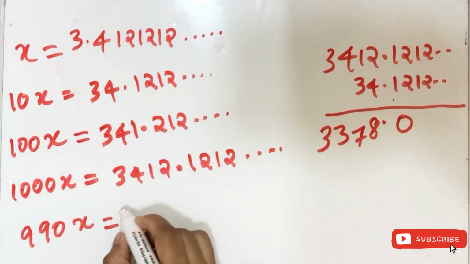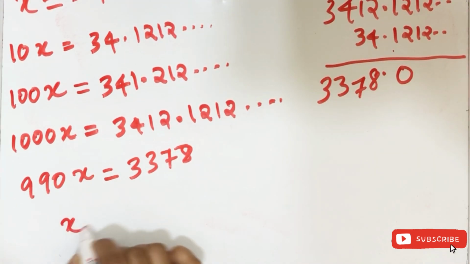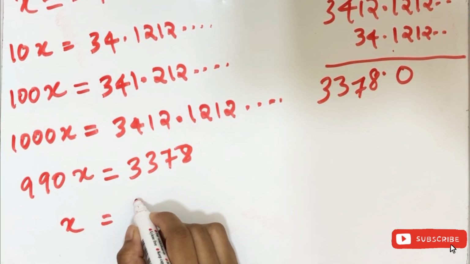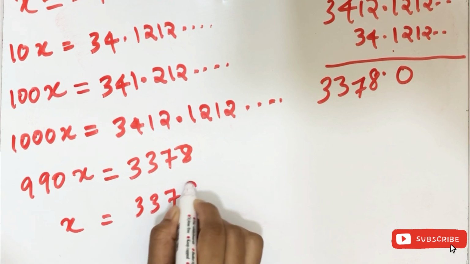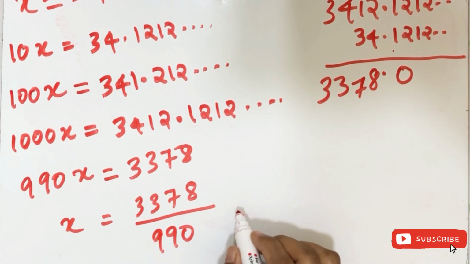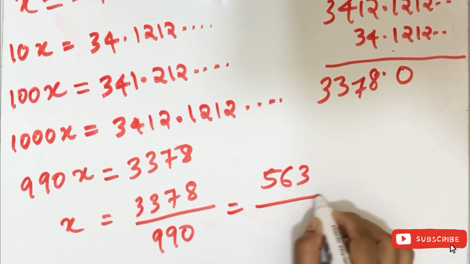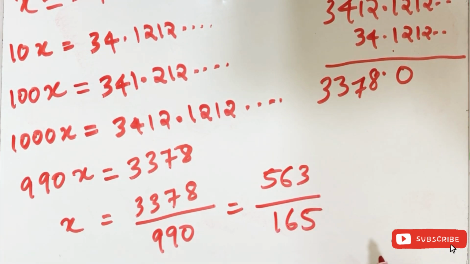So this is 3378. So what is x? 3378 over 990. So write it in the simplest form. It will be 563 by 165. Whenever writing a fraction or a rational number, just try to write it in the simplest form.